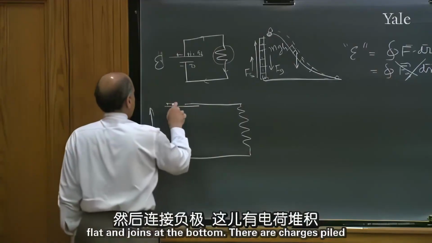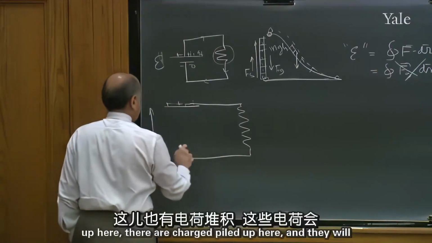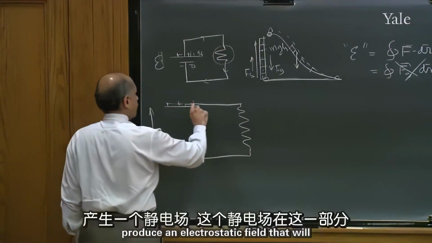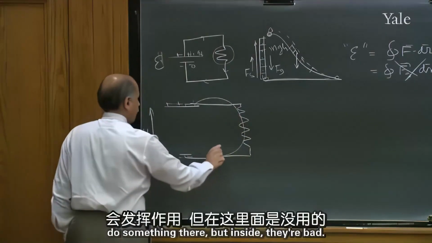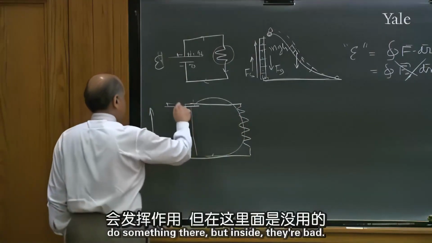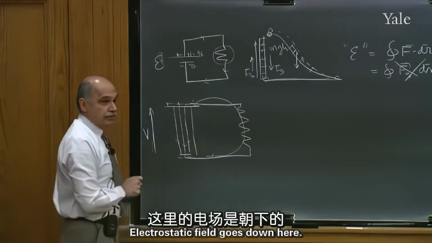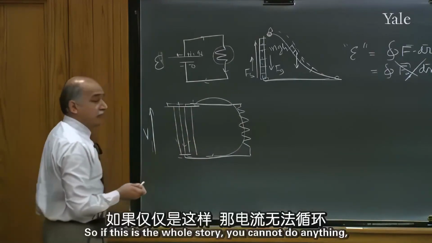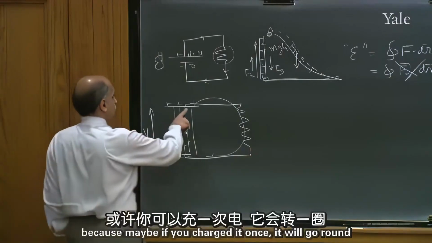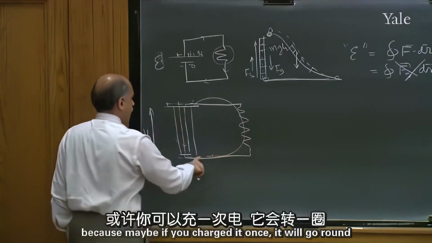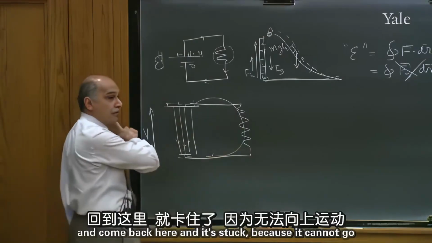There are charges piled up here, and they will produce an electrostatic field that will do something there, but inside it goes down. So if this is the whole story, you cannot do anything, because if you charged it once, the charge will go down and come back here and it's stuck, because it cannot go up.